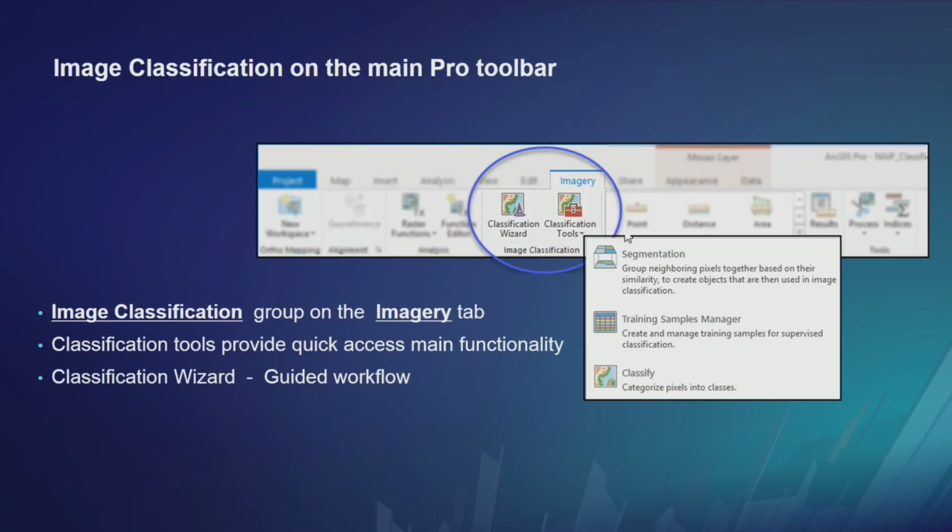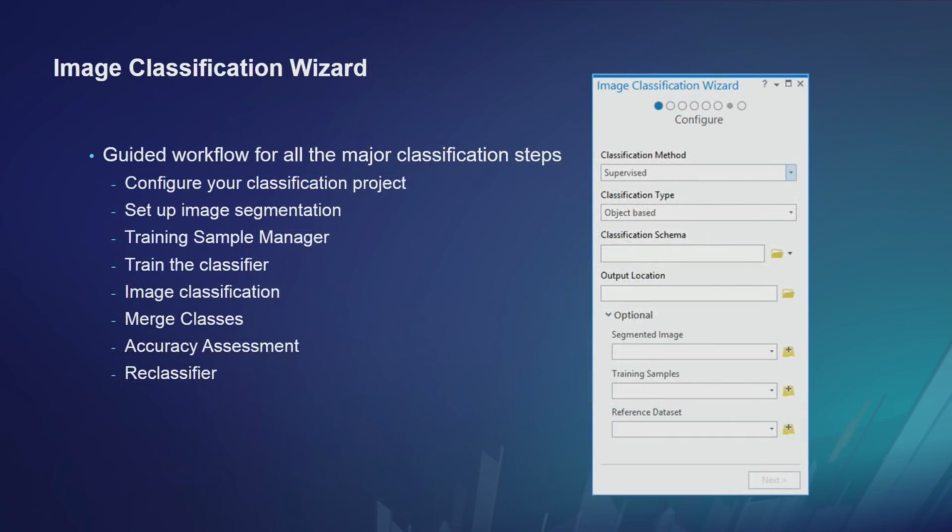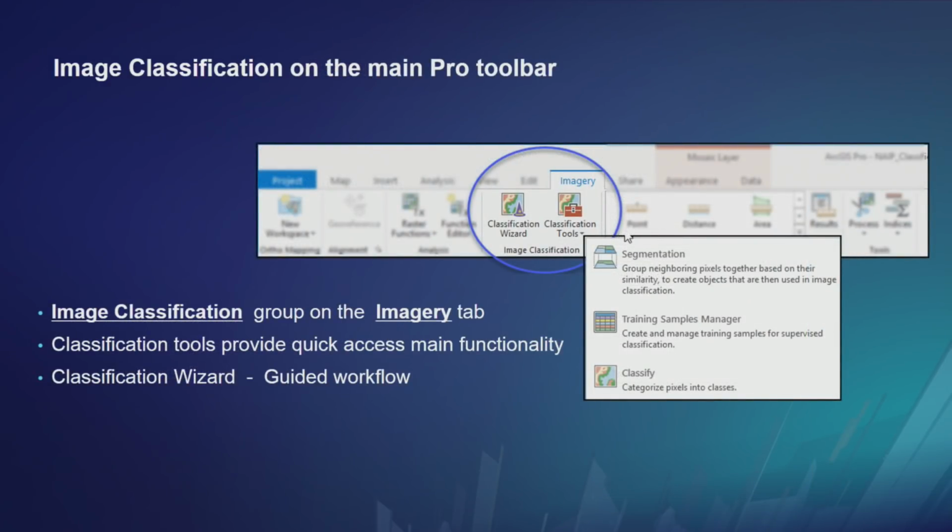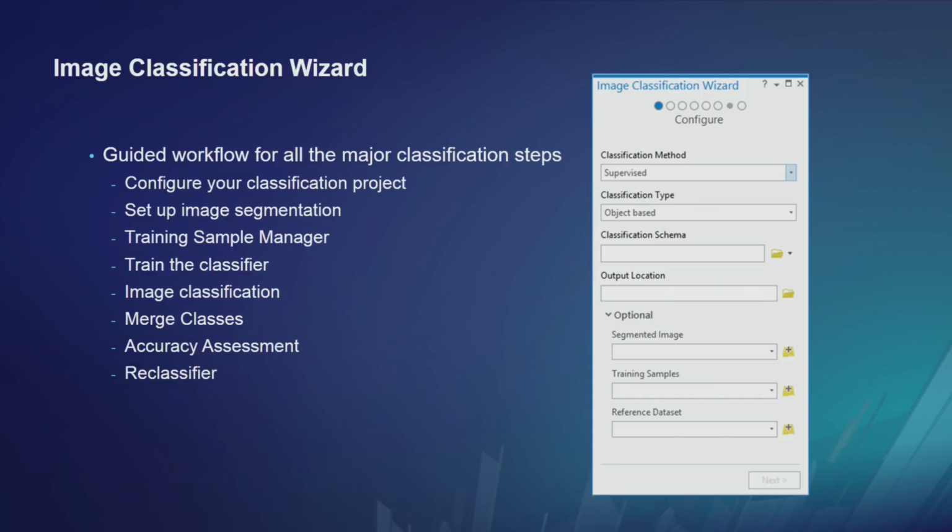The classification wizard is a guided workflow that guides you through each step of the classification process. I should go back and explain the classification tools. These are commonly used functional categories: segmentation of your imagery, the training sample manager, where you collect training and manage your training sets, and then classification itself. This is what the wizard looks like. So it covers the 8 functional areas of classification, as you can see there. First, you configure your project, then you do segmentation, training sets, training the classifier, etc. You can see that there. We'll look at this in some detail.